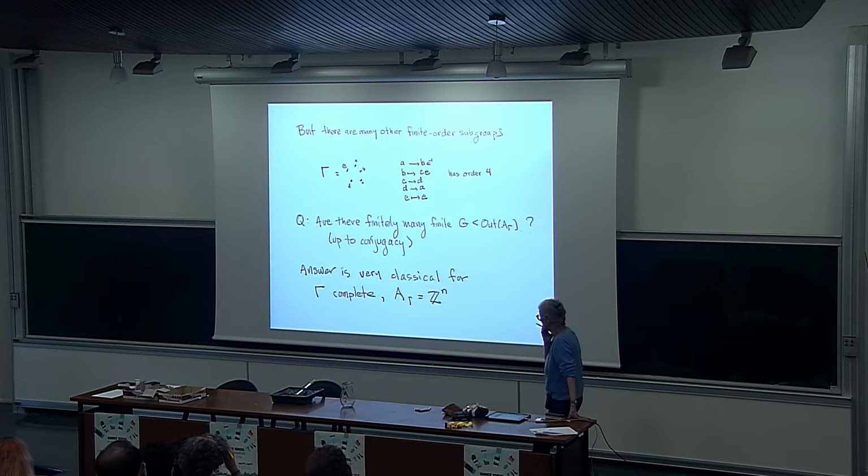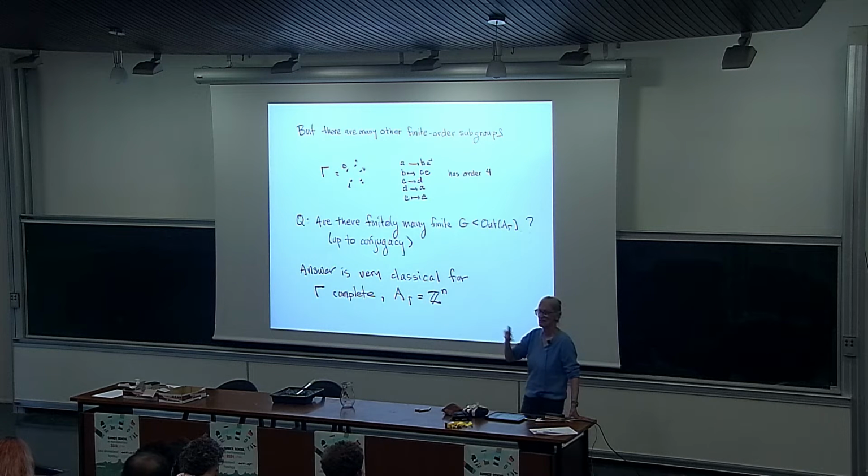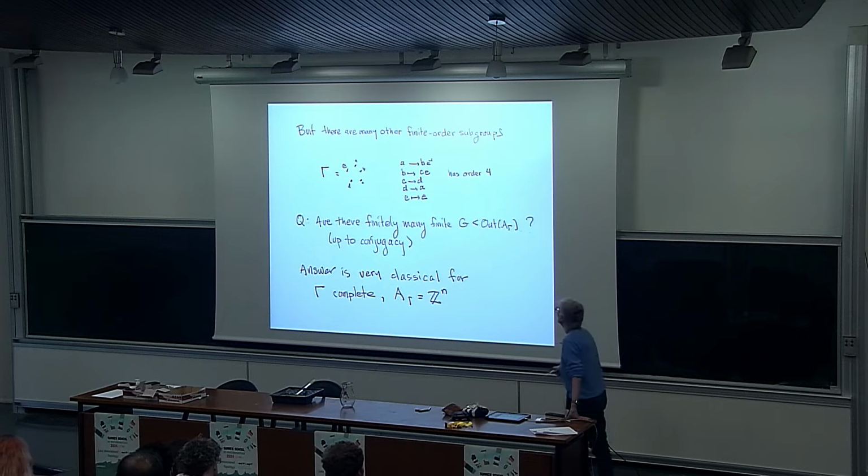So the question I want to address today is how many finite subgroups are there in Out(A_Γ)? In particular, are there only finitely many? Of course, there's infinitely many because we can take conjugates, but up to conjugacy, are there only finitely many finite subgroups of Out(A_Γ)?